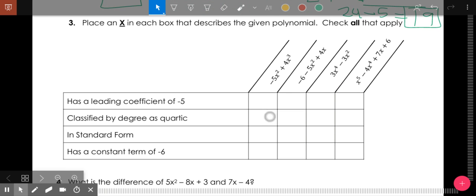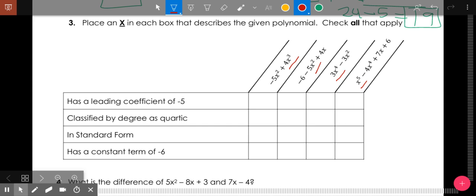Okay, next, going down to classifying polynomials. So our first one, it has a leading coefficient of 5. That means we have to go through, find our largest exponent, and the number in front of the largest exponent is your leading coefficient. So I'm going to underline my leading coefficient in red in each problem. Okay, I'm going to do a different color for each line. So I've underlined each of my leading coefficients.